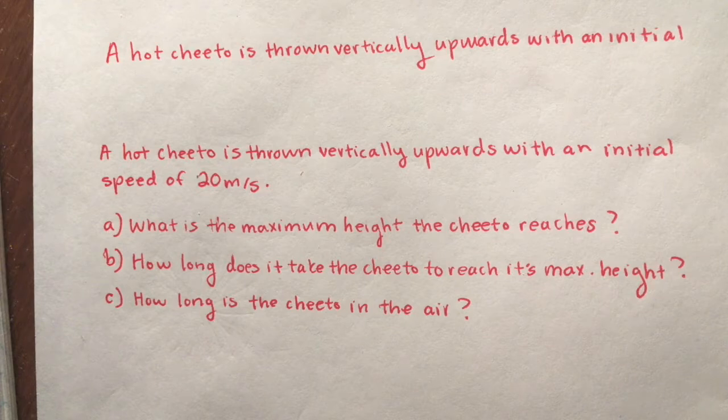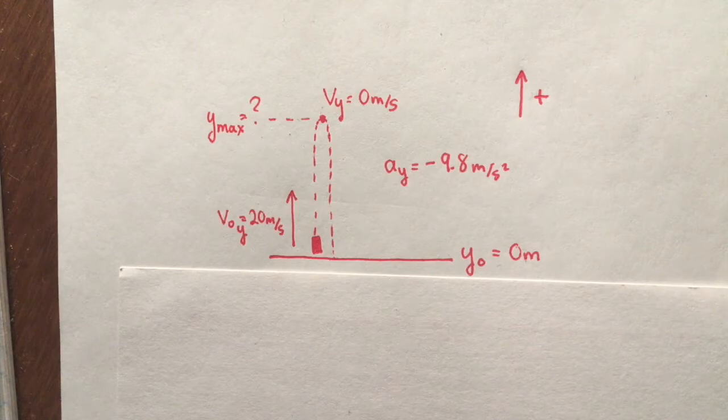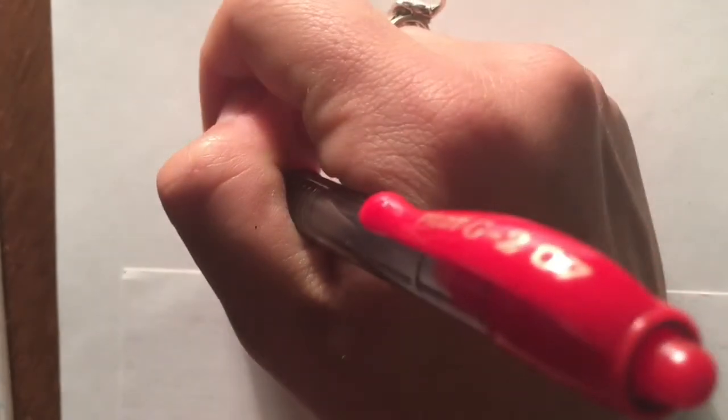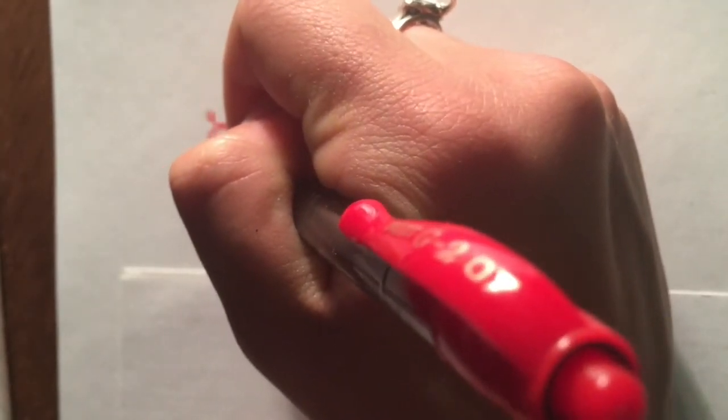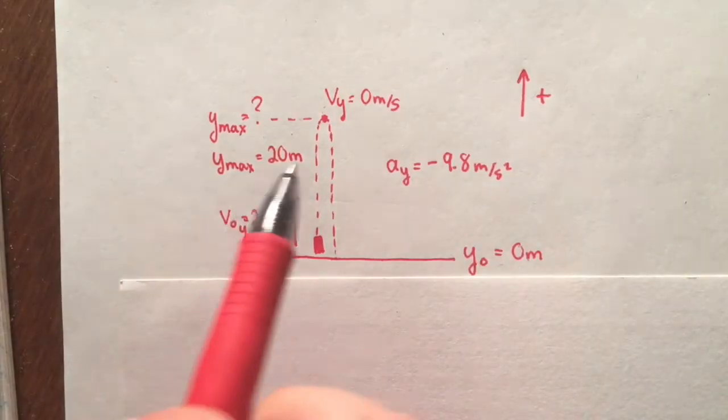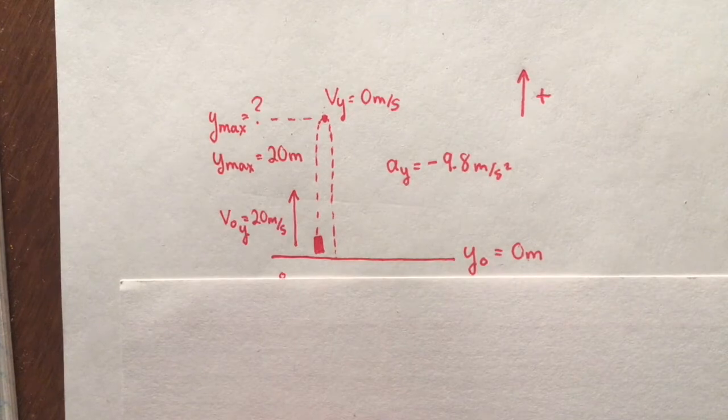Alright, part B is asking us how long does it take the Cheeto to reach its maximum height? So the nice thing is that I don't have to redraw my picture. The only thing that I can add to it is what I solved from part A. And what I solved from part A is that the maximum height is 20 meters. So now here I can write that y max equals 20 meters. And so now we can use what we found in the next step, if we need to.